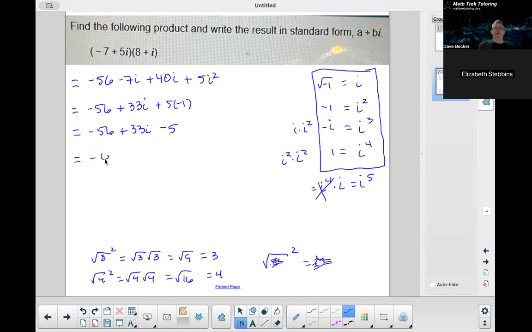So this long nightmare is over. And we have written it in the form a plus bi, which only means that the real number comes first and the imaginary number comes second.